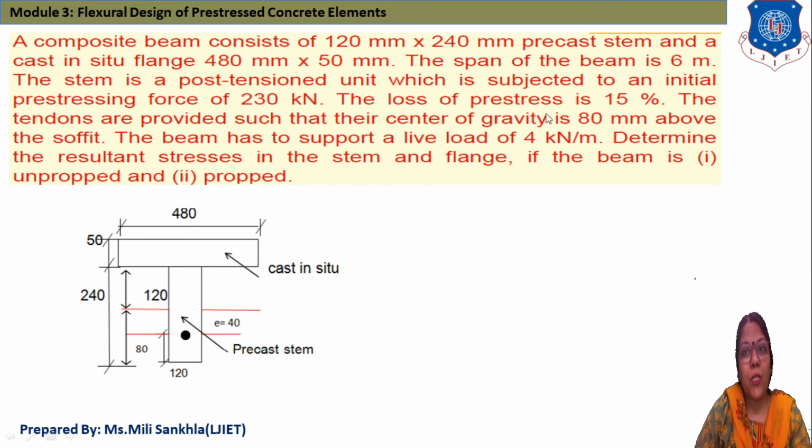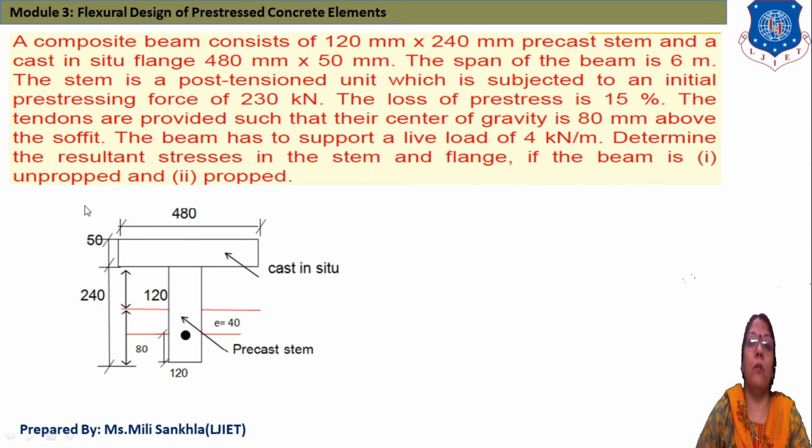Loss of pre-stress is given 15%. The tendons are provided such that their center of gravity is 80 mm above the soffit, that means bottom of beam. Beam has superimposed live load 4 kilonewton per meter. Determine the resultant stress in stem and flange if beam is unpropped and propped.